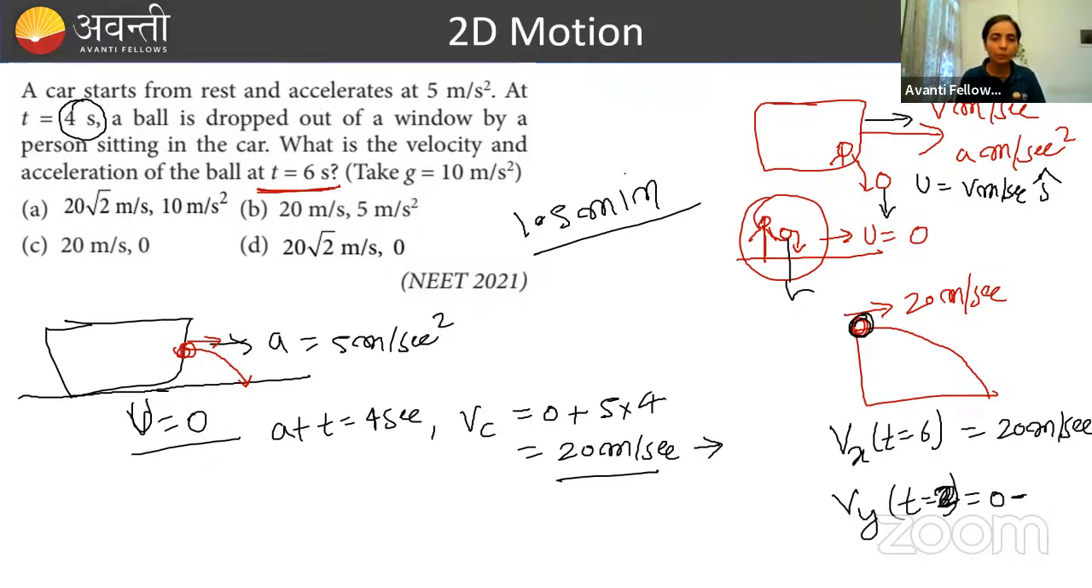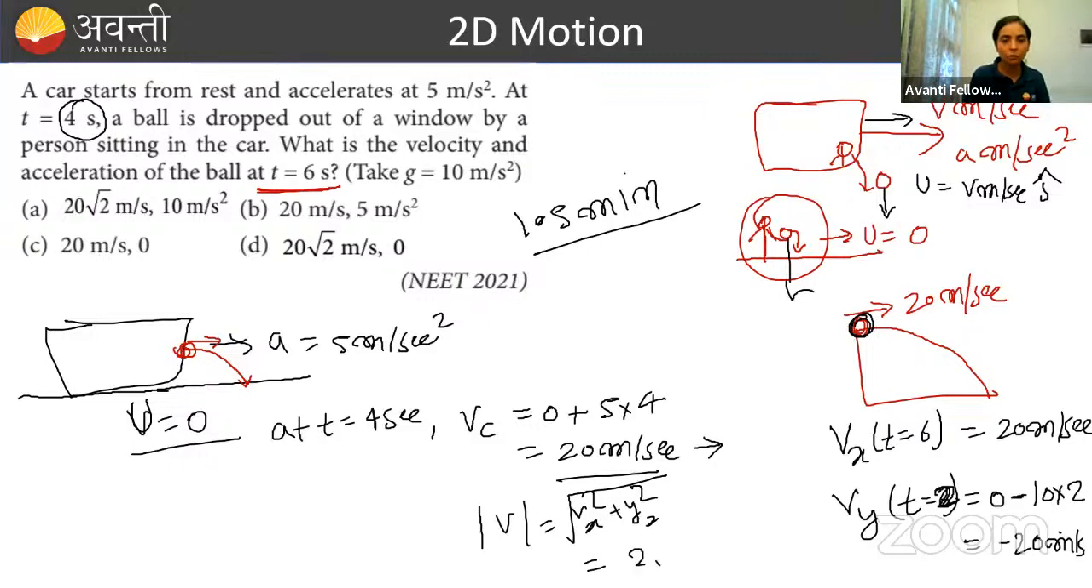Okay. So 0 minus how much you are going to put here? 10 into 2. That is minus 20 in y direction, meter per second. So what will be the net velocity? Net velocity will be the square root of vx square plus vy square. So this is 20 root 2 if you solve it. So this will be the velocity, and acceleration of ball at every place will be 10 meter per second square in the downward direction. So the correct answer should be 8. I hope it is clear.